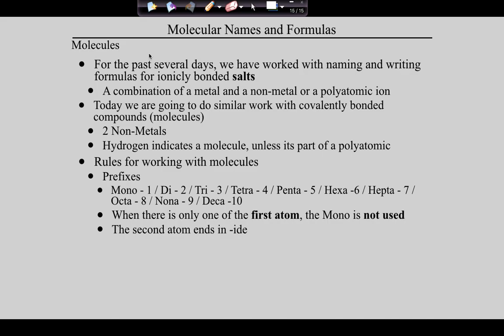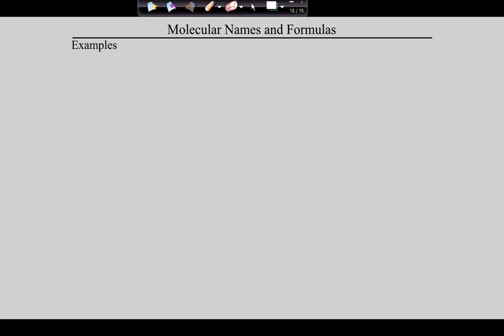If you've only got one of the positive or the first atom, if there's only one of the first atom, it's not positive, these aren't ions. If you've only got one of the first atom, you don't use mono. And the second atom ends in IDE. That's all there is to this. So based on that, let's look at some examples. Write this down with me.